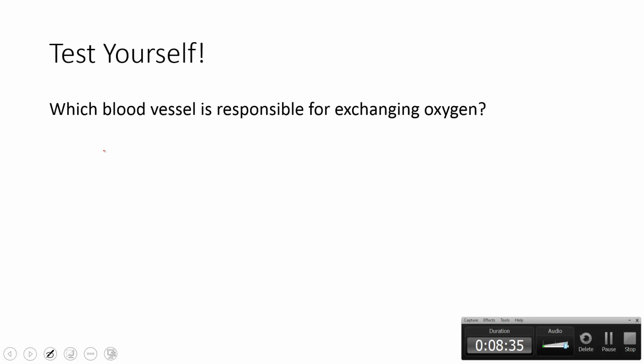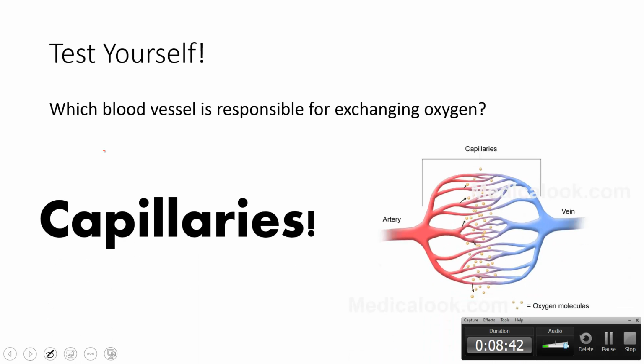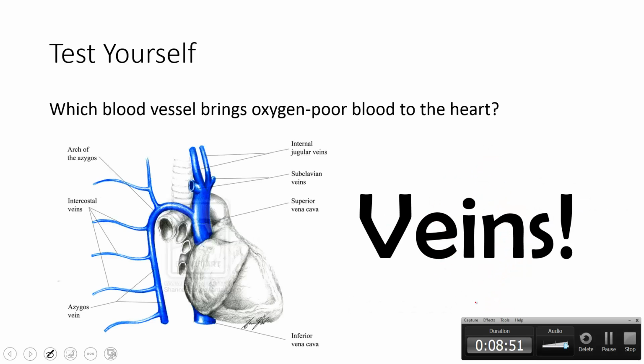Let's test yourself. Which of the 3 blood vessels is responsible for exchanging oxygen? If you said capillaries, you're absolutely correct. Remember, the job of the capillaries is to exchange oxygen into the bloodstream. Next one. Oops, I gave you the answer here. Sorry, hipsters. Which blood vessel brings oxygen-poor blood to the heart? Remember, the one that goes to the heart is the veins. Veins go to. You can see they're always blue-colored here because deoxygenated blood shows up as blue.